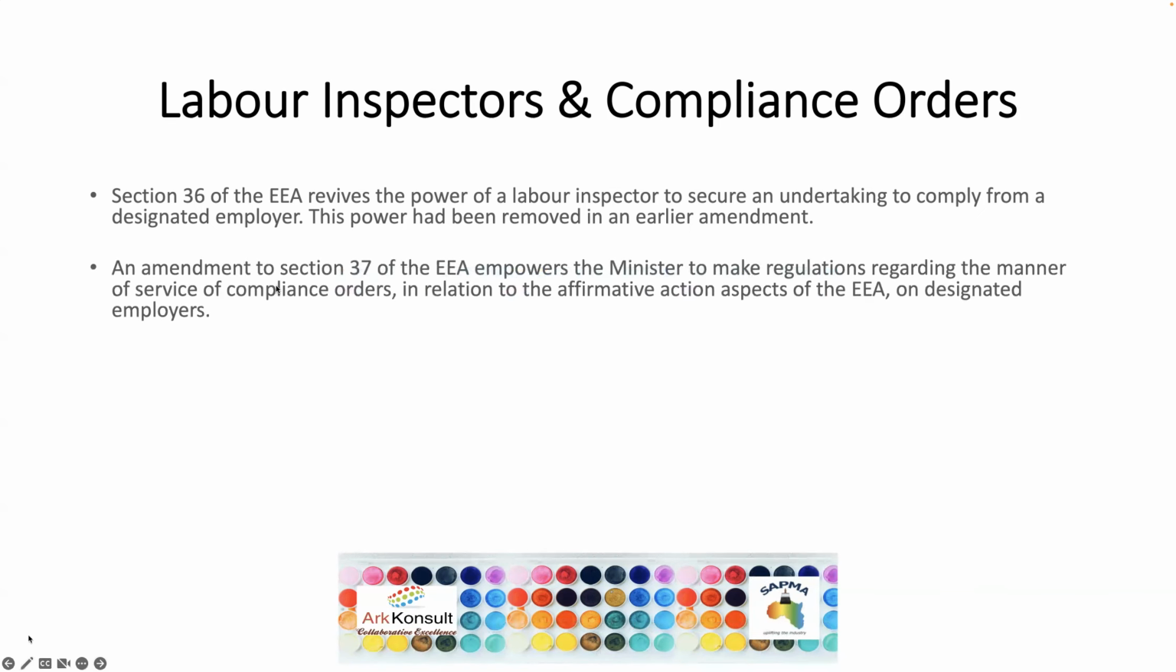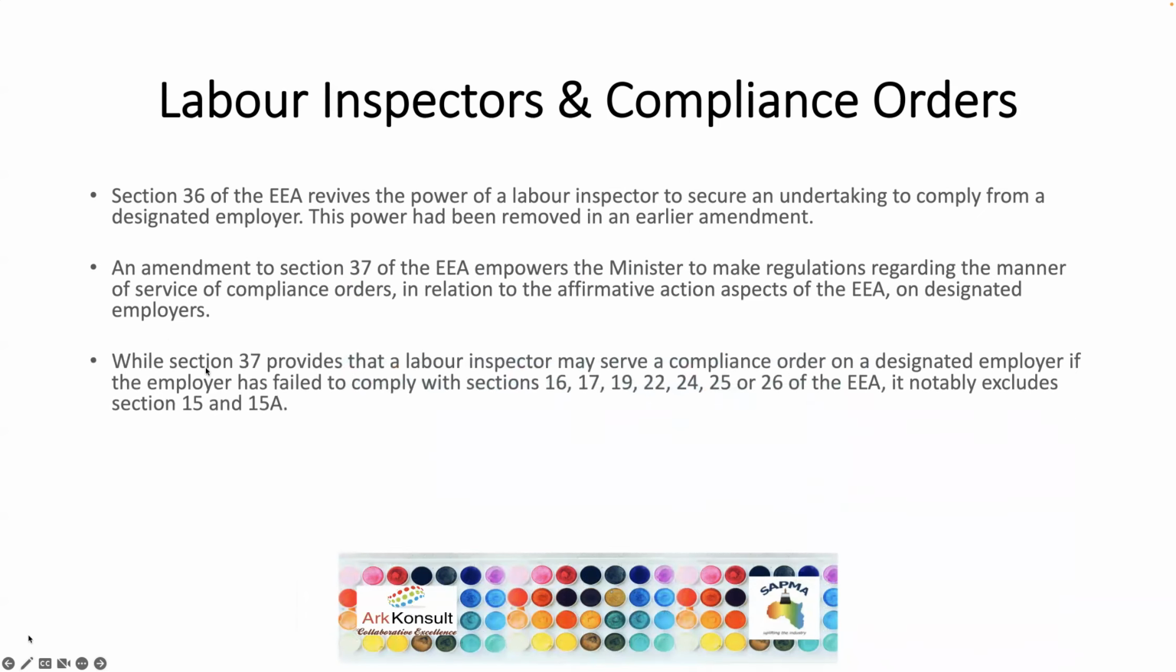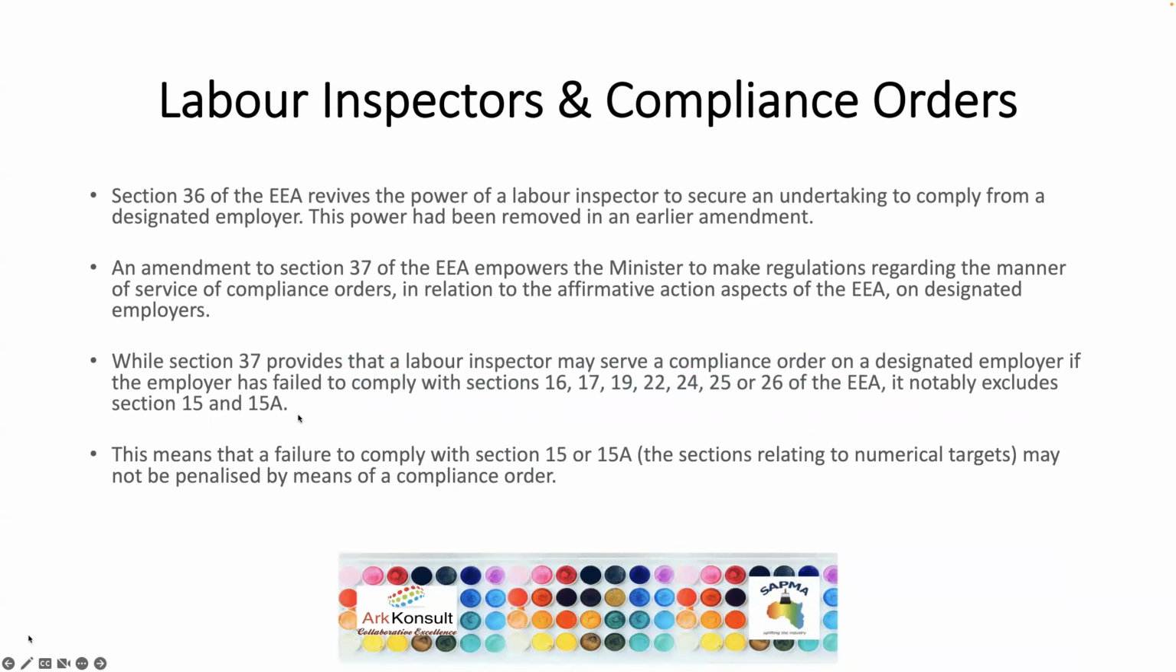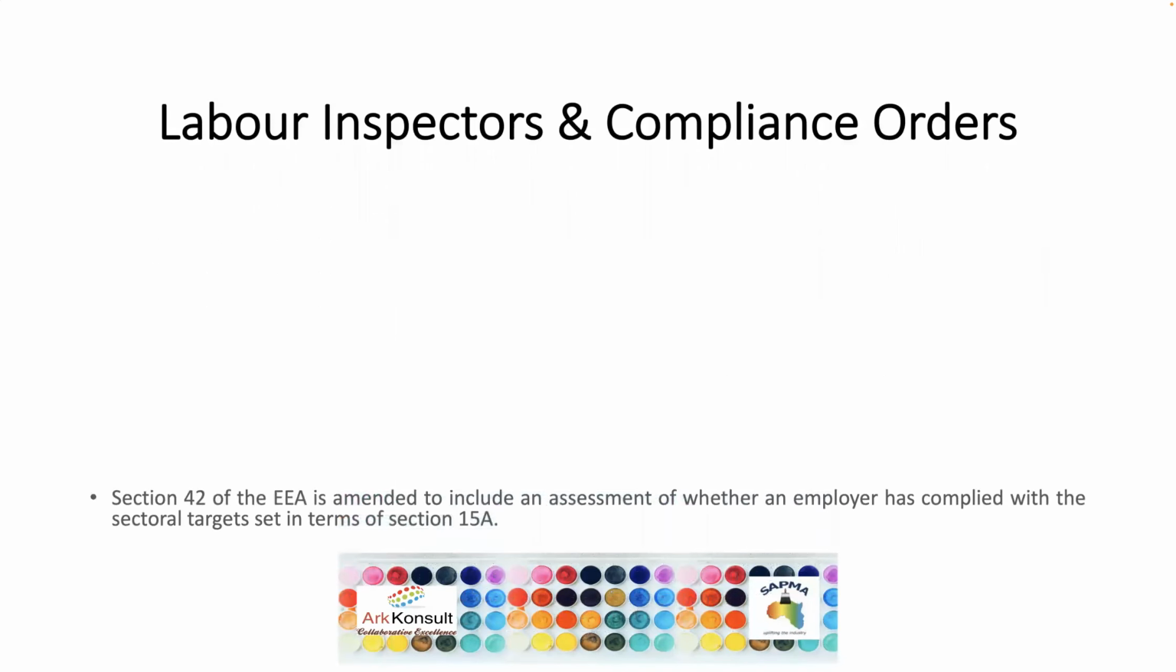That's quite severe. An amendment to Section 37 empowers the minister to make regulations regarding the manner of service of compliance orders in relation to the affirmative action aspects of the Employment Equity Act on you, the designated employer. And it provides that a labor inspector may serve a compliance order on you, the designated employer, if you fail to comply with any of those sections. But it excludes Section 15 and Section 15A, which means that a failure to comply with 15 or 15A, the sections relating to numerical targets, may not be penalized by means of a compliance order. So if you're doing anything else that's wrong in terms of employment equity, they can essentially compel you to do things immediately to correct the situation. However, if it's to do with numerical targets, they're taking an enabling approach, at least for the next couple of years, to you, the designated employer.